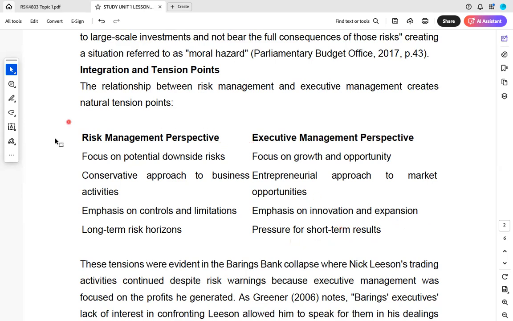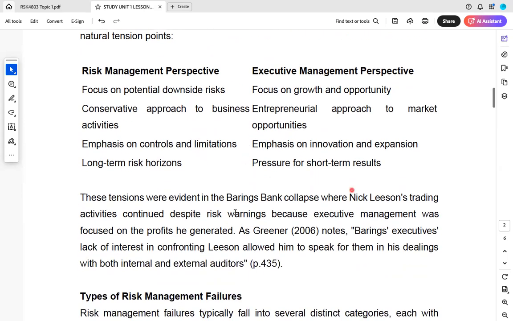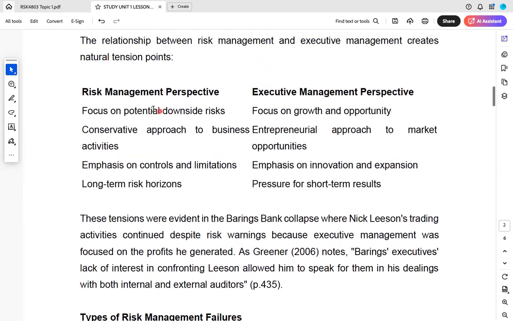Whereas more and more, we want executives to consider and include the risk management perspective when they are actually making decisions, because these two can sometimes clash. So it's better to integrate them such that the right decisions are made for the organization. So we can actually see some of the tensions that occurred between the risk management perspective and the executive management perspective with regards to the Barings Bank collapse, whereby there were risk warnings.